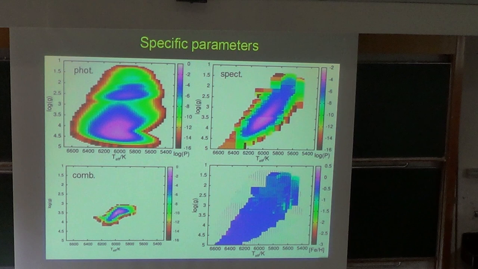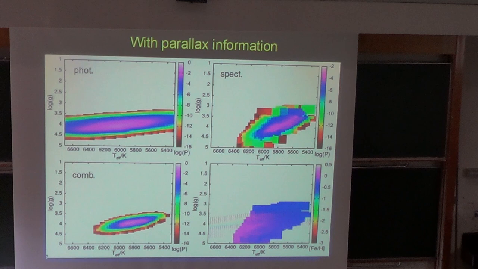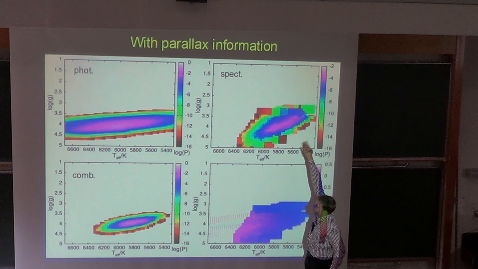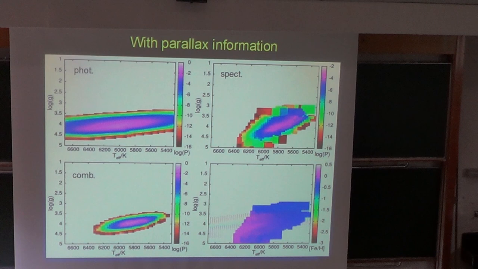Just to show you quickly how nice it is when you suddenly have parallax information, this is a star with a proper parallax from Parkhurst, which was a high resolution spectrum, and then you see that you can constrain the log-G. This would be allowed by the spectroscopy for the star to have a lower log-G, so to be a giant, but here you have the constraints that forbid that, and you get a better estimate.